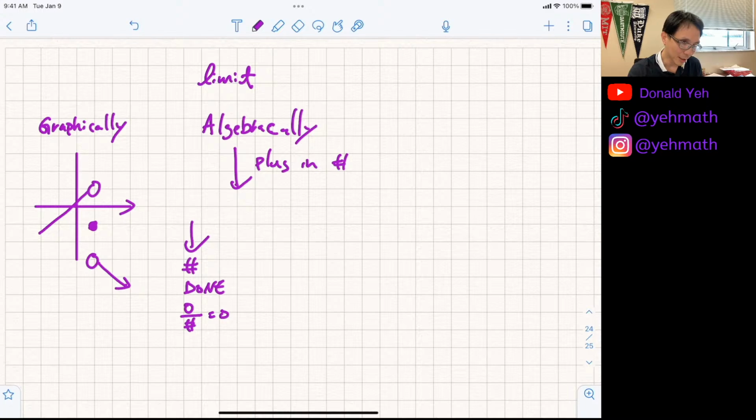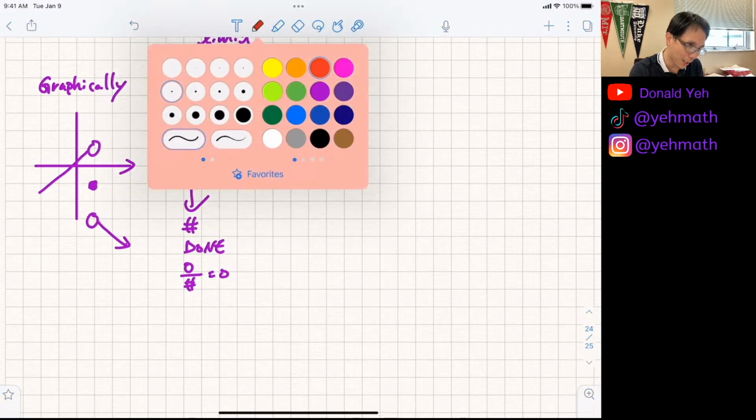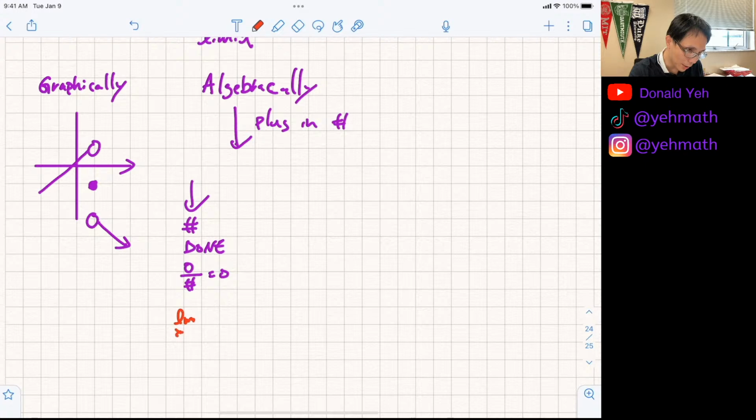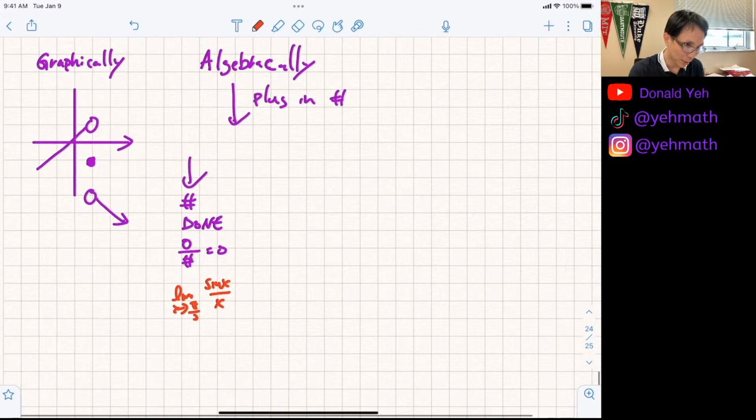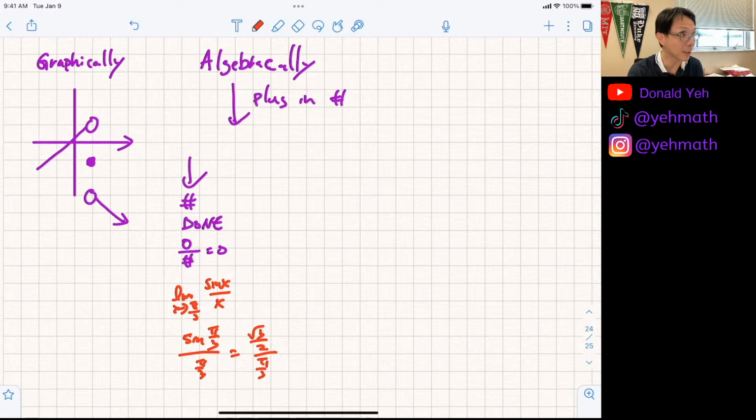There's not much math. Some of the trick questions I have done in the past was like this: limit as x approaches pi over 3 of sine of x over x. People are just going to put down 1, and the answer will be wrong if you put down 1. Why? You're supposed to plug in first. Does that make sense? Then you get square root 3 over 2 over pi over 3, and you can simplify that.